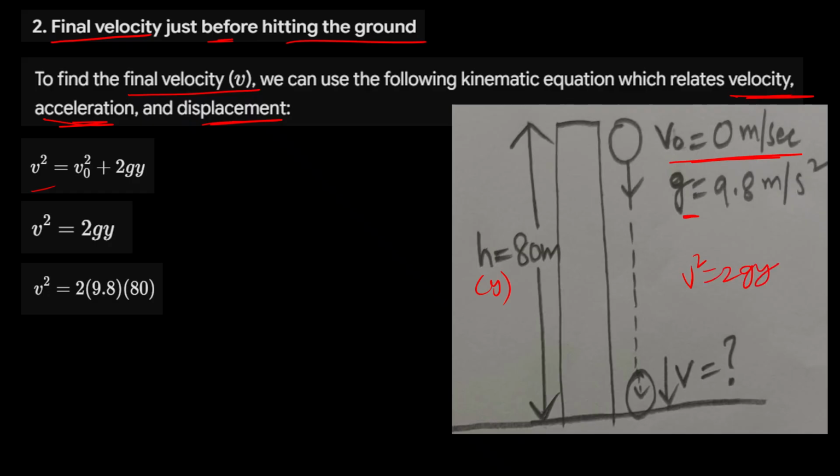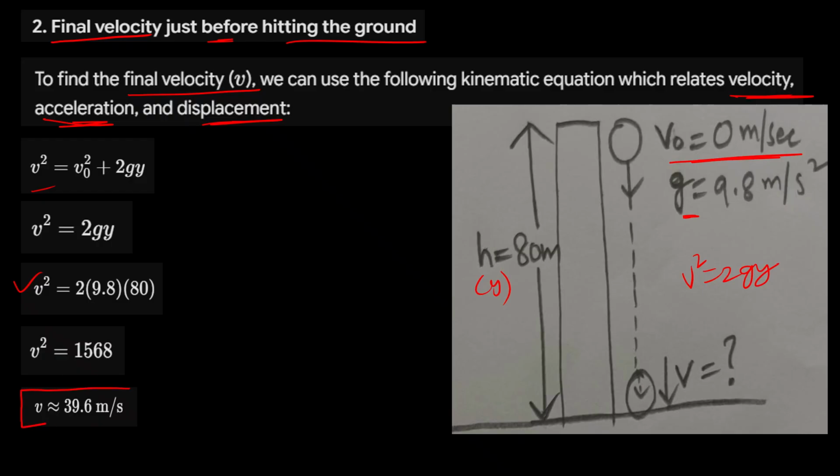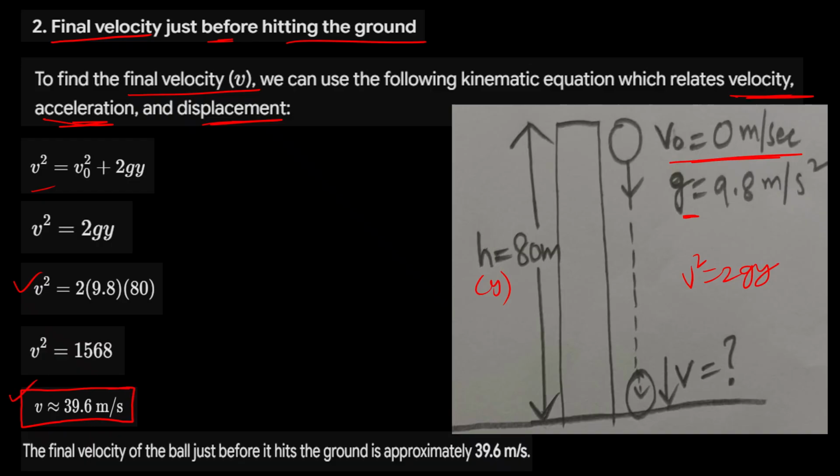Substituting our values, we get v squared equals 2 times 9.8 times 80. This gives us v squared equals 1568. Finally, taking the square root, we find v is approximately 39.6 meters per second. So, the final velocity of the ball just before it hits the ground is approximately 39.6 meters per second.